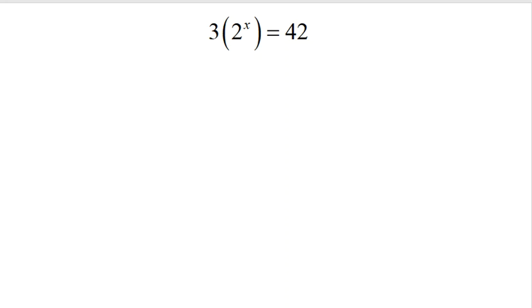All right, let's take a look at this one here. Now, first thing I notice is on the left side, I do have a base of 2 raised to the x. I also got this multiplying by 3 hanging around.